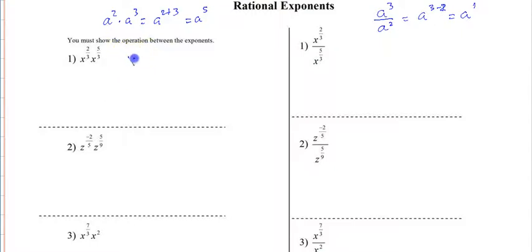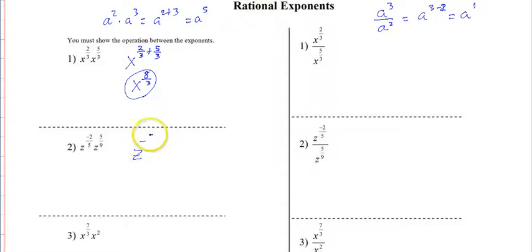So let's add them. This would be 2/3 plus 5/3, which would give us 8/3. And that's it. So let's try one more.